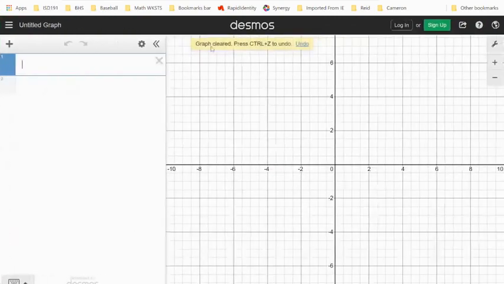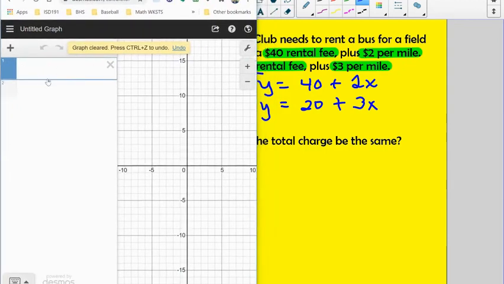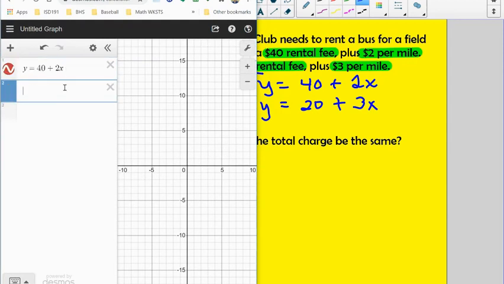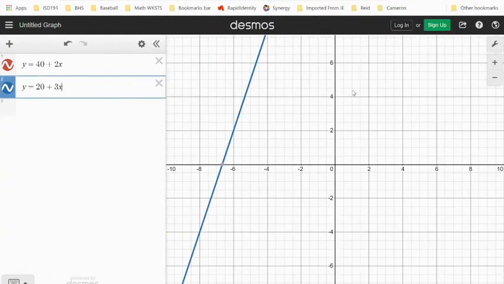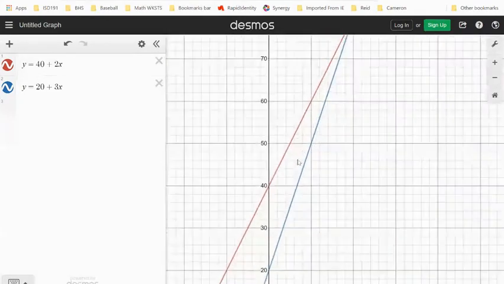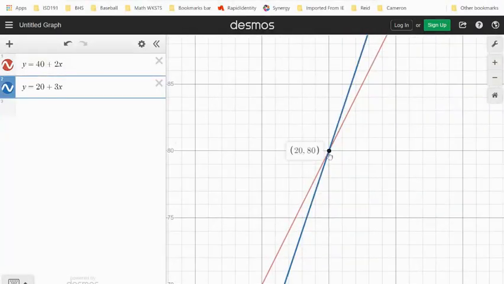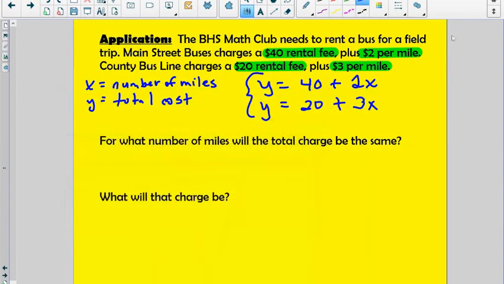I'll clear my graph and see my equations. y equals 40 plus 2x, that's the $40 rental fee plus $2 per mile for the first bus company. And the second bus company, y equals 20 plus 3x. Now I only see my blue line here, so let's make this bigger and maybe zoom it out. Oh, there it is. Okay, so I found it. I can see my lines are getting closer together as I move up here. I want that point of intersection, which is at (20, 80).